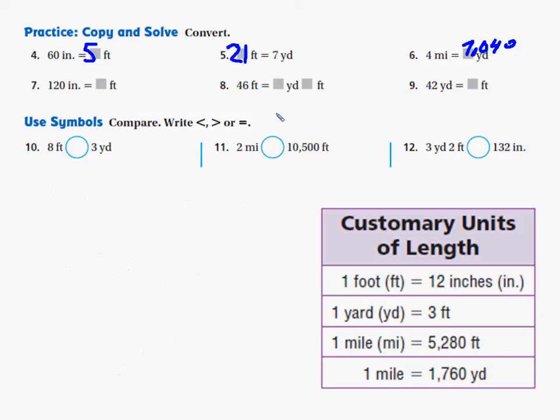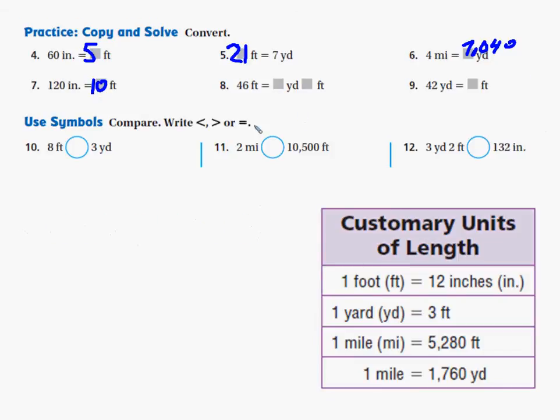And now we have 120 inches equals blank feet. So inches to feet is small to big. Inches are smaller, so that's division. So we have 120 inches, and we're dividing. And how many inches are in a foot? 12. And I can do that one in my head. 120 divided by 12 is 10, so it's 10 feet.